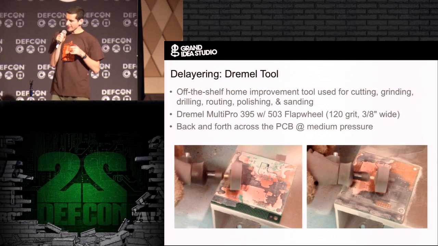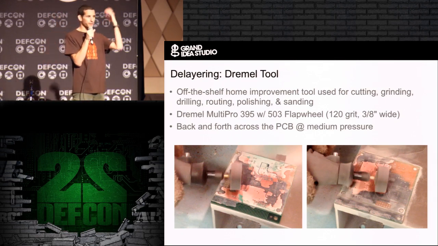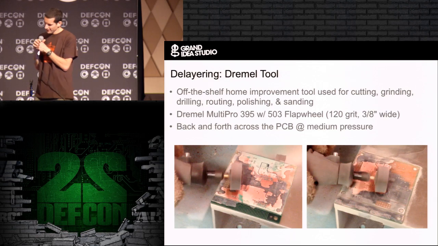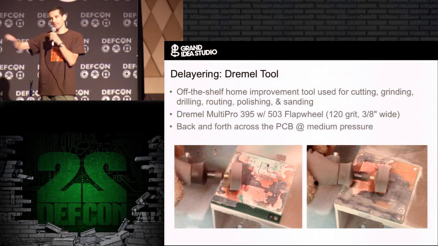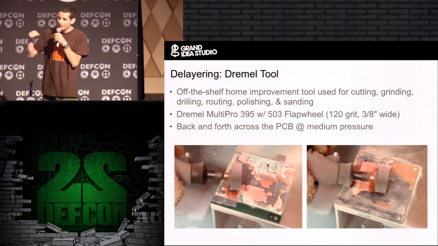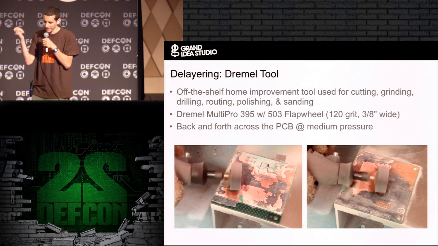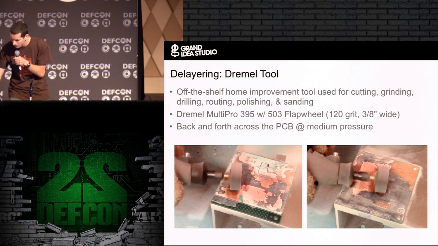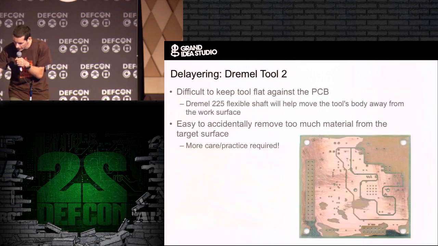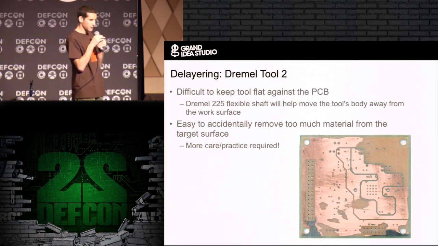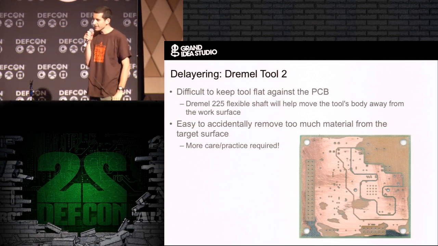But it did turn out that this one type of tool, this flap wheel, 120 grit, 3/8 inch wide, actually worked pretty well. If you go back and forth across the board, you're going to get through that substrate a lot faster than you would manually, using a sheet sanding tool. I don't have a video of it, because you guys know what a Dremel tool looks like when it works. But here's the result. This is layer 3.